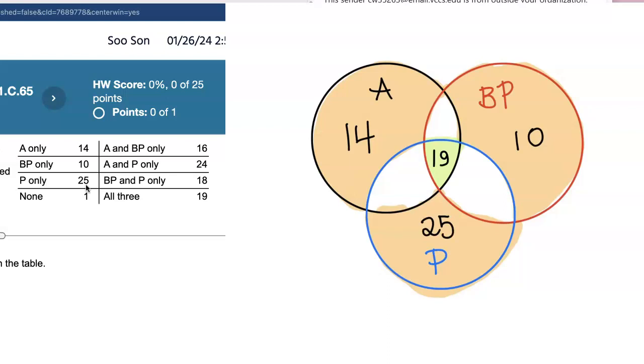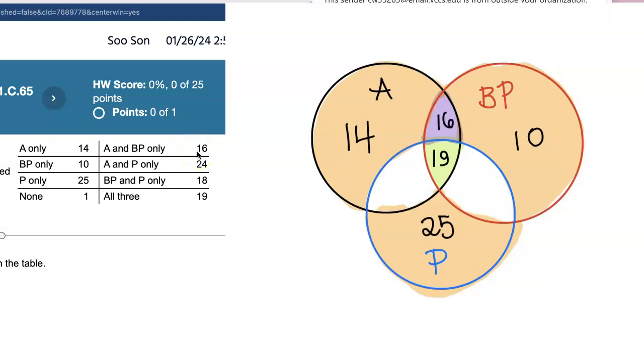So take a look at this part for me. I'll do this in purple. So that's the intersection between A and BP. So these are the people who take antibiotics and blood pressure medication, but they do not take the pain medication, because you see this first purple section right there? It's not inside the circle for P. So find a number for antibiotics, A and BP only. That will be 16. So I'm going to write down 16 right here.